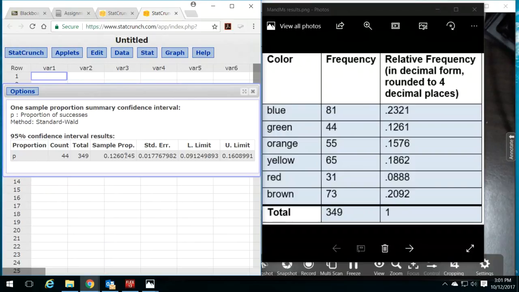So this comes out, it tells you what your sample proportion is, which is the same as what we had over here, the 0.1261. And it gives you the lower limit and the upper limit for your confidence interval.